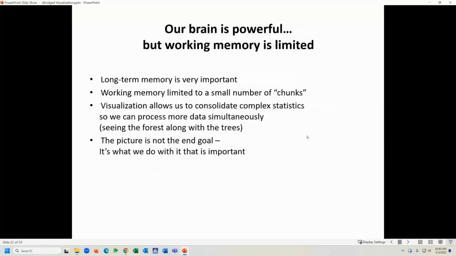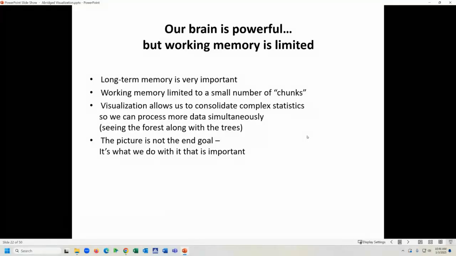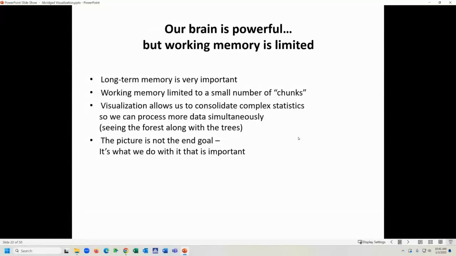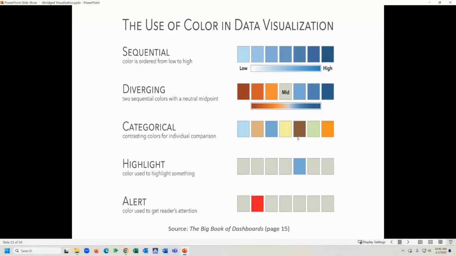An important principle is that our working memory is limited. So we don't have space to put too much information into our working memory. Visualization is a way to take a lot of information and reduce the amount of working memory that is needed to understand it. How do we do that?